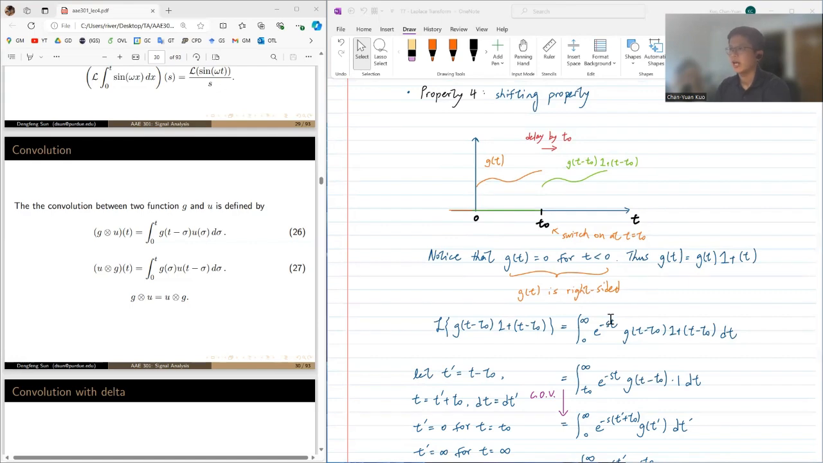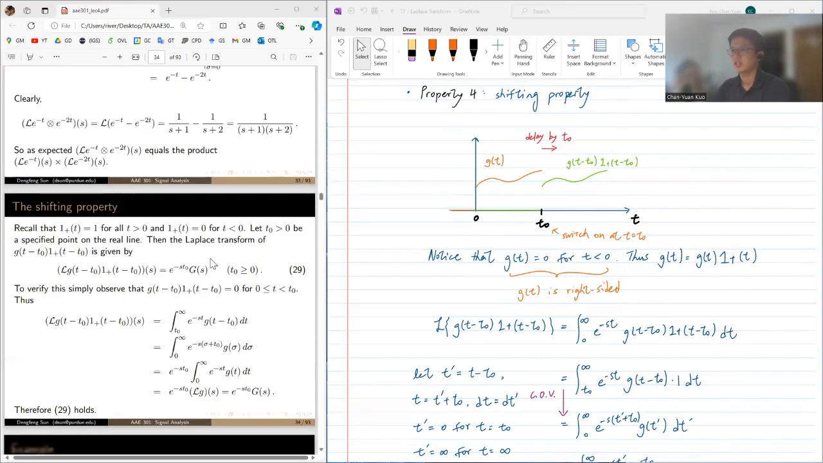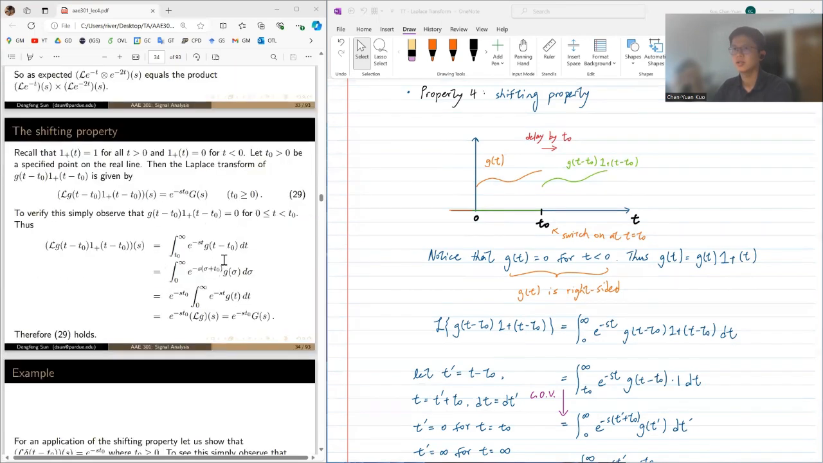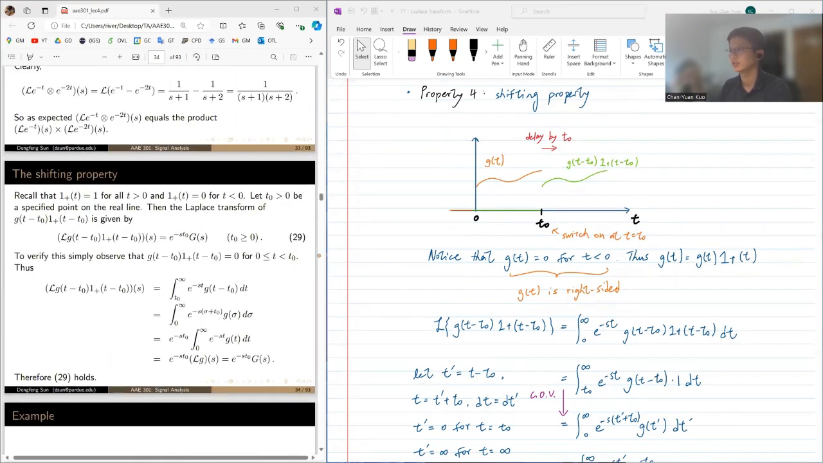Now let's take a look at the last property of the Laplace transform, the shifting property. For this property, we will look at how we can derive the Laplace transform of a delayed copy of a function g. So to help you understand better, let's take a look at this graph.